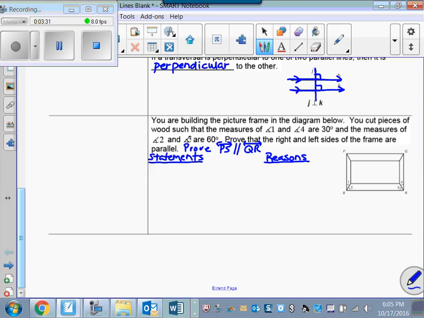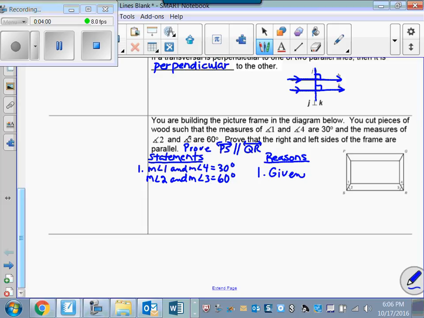and let's see, I'm going to start with the given. What do they tell me that's given? Well, I know that the measure of angle 1 and the measure of angle 4 are each 30 degrees. And also, I know that the measure of angle 2 and the measure of angle 3 are each 60 degrees. That's given.